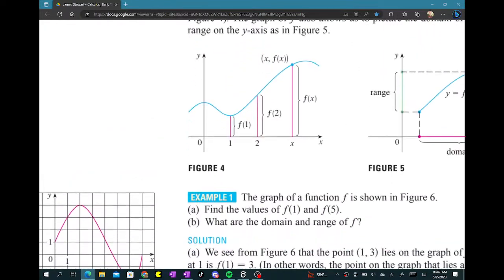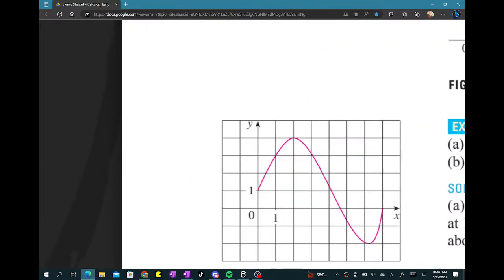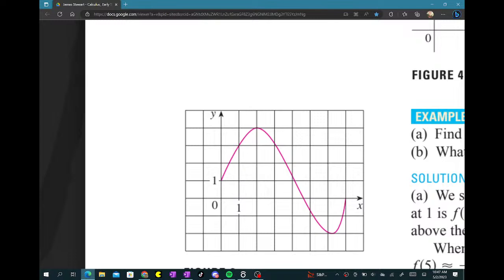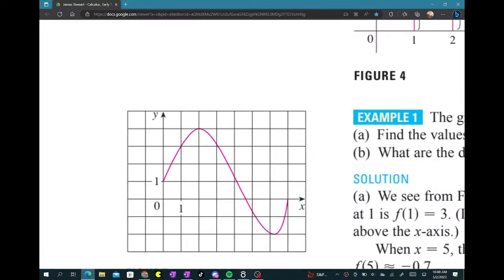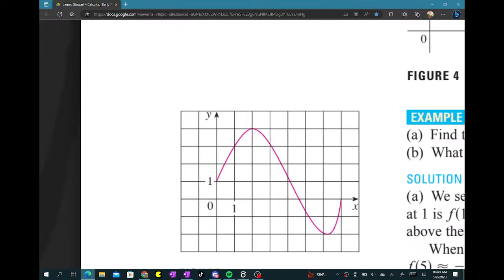Obviously there are solutions here, but we're going to look at this. So find the values of f of 1 and f of 5, right? So you see here, when x is equal to 1, it goes 1, 2, 3, and when x is equal to 1, y is equal to 3. So f of 1 has to be 3. And then when x is equal to 5, so 2, 3, 4, 5 right here, y is about negative 0.5. It's like negative 1/2.